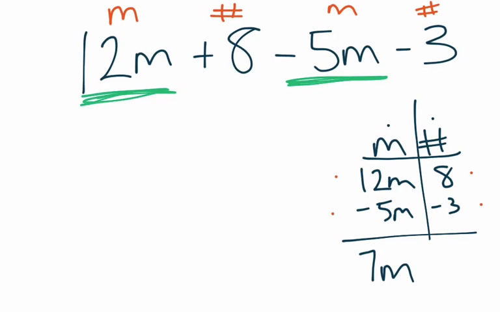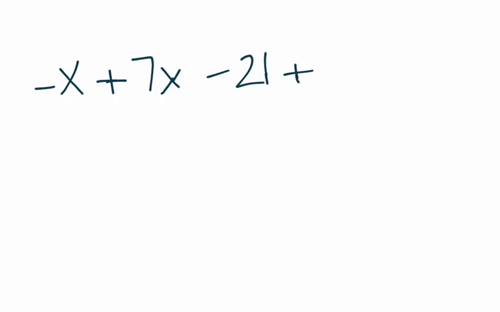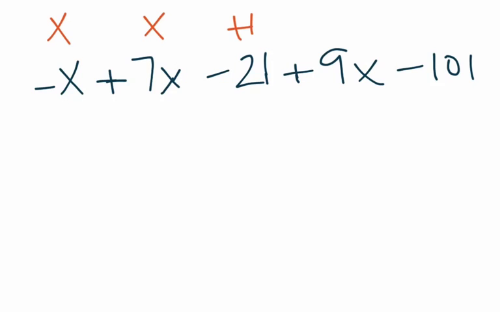So let me erase this a little bit. Okay, so positive 5. And that's as good as it would get. Like, this is our final answer, because we didn't have an equal sign in this. So let's just do another one. Let's say we had negative x plus 7x minus 21 plus 9x minus 101. Okay, so I'm going to label my pieces here. I have an x, I have an x, I have a number, I have an x, and I have a number.